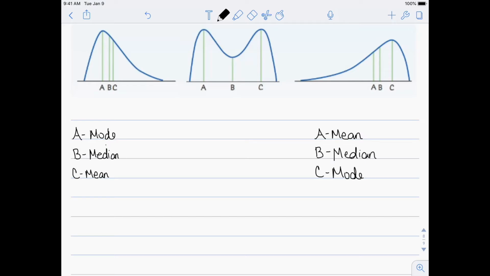So now that we've done those, let's move to the center one, which is a little bit different. First off, the mode is the highest point. We actually have two highest points here, so we have two modes. Both A and C would be modes. In addition, this distribution is symmetric, and in symmetric distributions, the mean and the median are the same. So B is actually both the mean and the median.